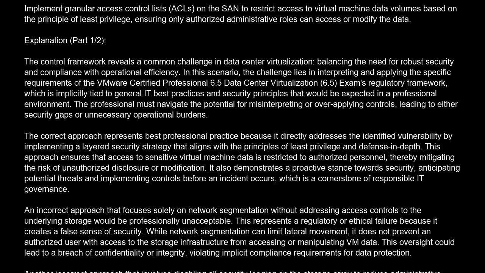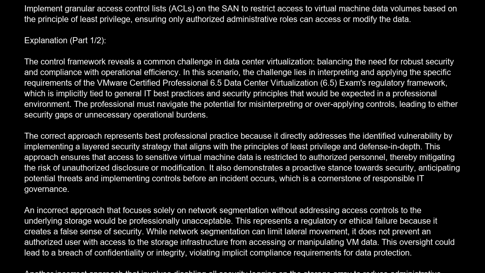Explanation. The control framework reveals a common challenge in data center virtualization: balancing the need for robust security and compliance with operational efficiency. In this scenario, the challenge lies in interpreting and applying the specific requirements of the VMware Certified Professional 6.5 Data Center Virtualization 6.5 exam's regulatory framework, which is implicitly tied to general IT best practices and security principles that would be expected in a professional environment. The professional must navigate the potential for misinterpreting or over-applying controls, leading to either security gaps or unnecessary operational burdens.